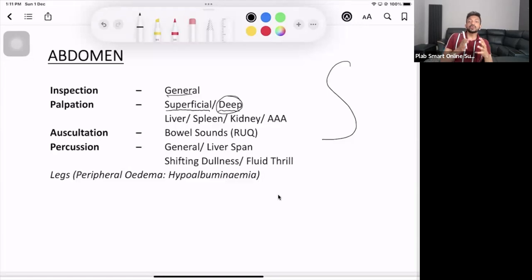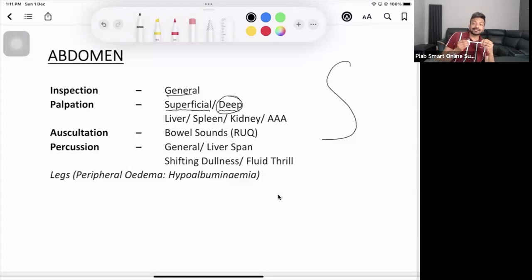Normally, you will not be able to feel the edge of the liver. That's normal. If you're able to feel it, you might be dealing with a case of hepatomegaly, right? That's how you check for the liver. Then you go for the spleen. The spleen grows like this on the side, on the left side. When you start palpating, you start from the right iliac fossa again, and you go to the left side.